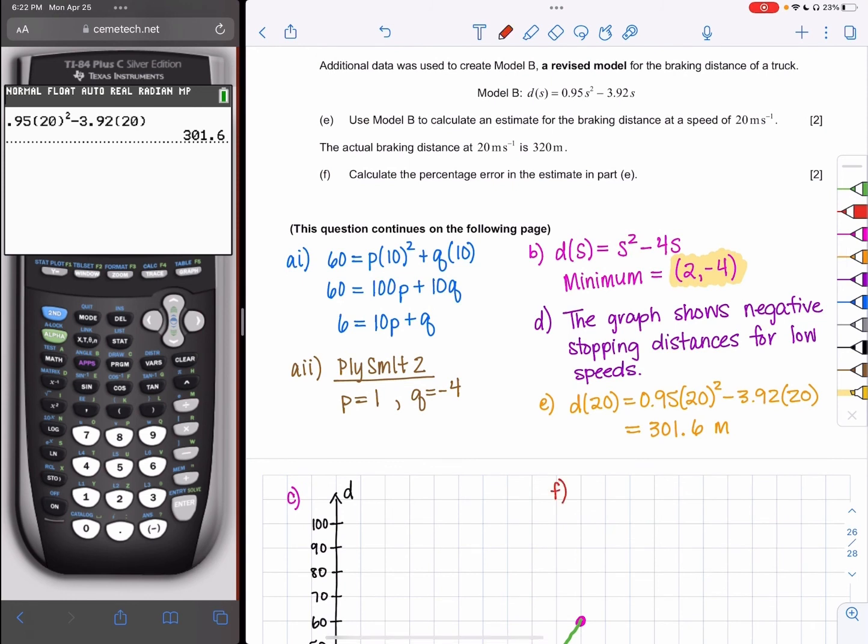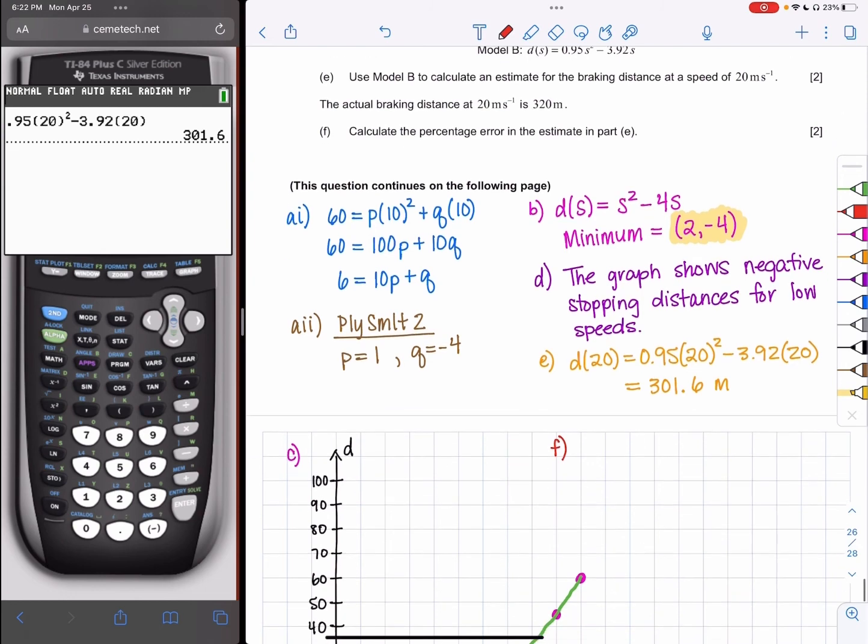All right. So now if we look at part F, it wants us to know that the actual braking distance for a speed of 20 meters per second is going to be 320 meters. So we want to calculate the percentage error. So we should know, based off what we found, that the value of my exact is going to be 320 and that the value of the approximate braking distance is going to be 301.6.